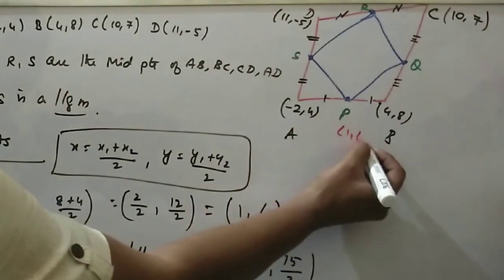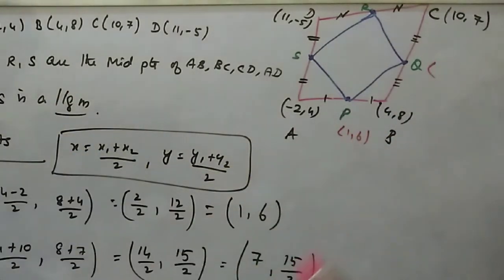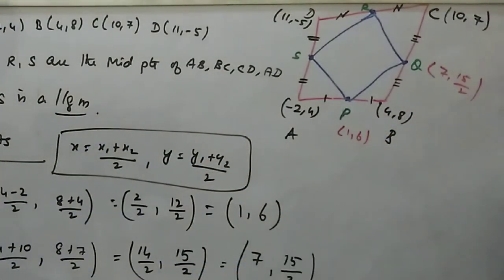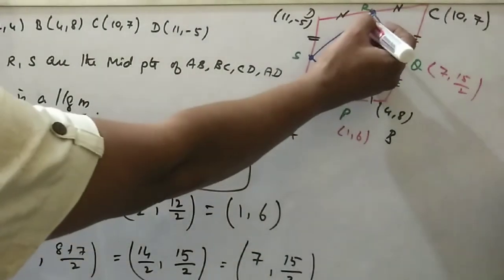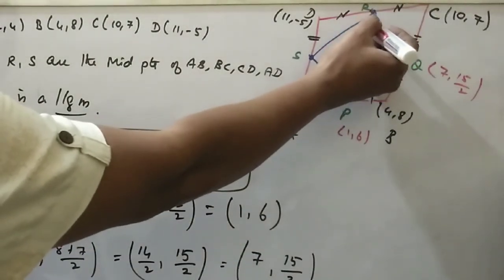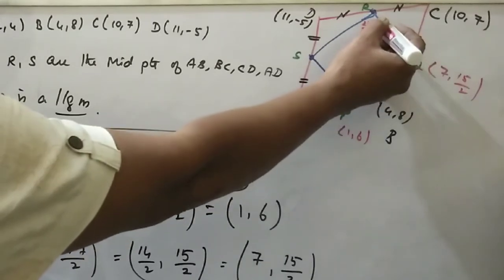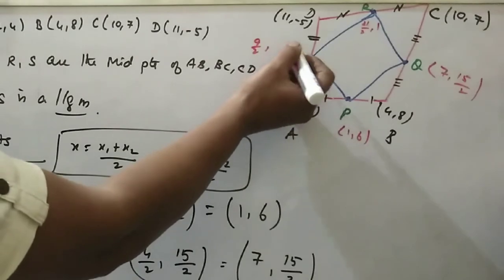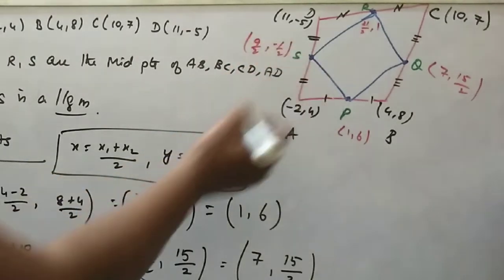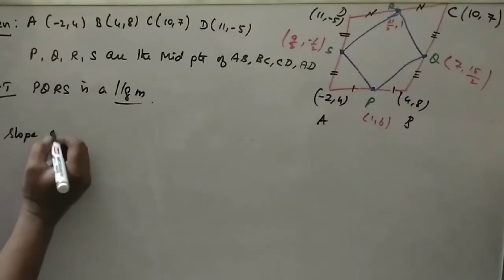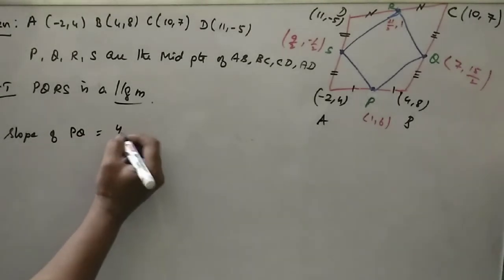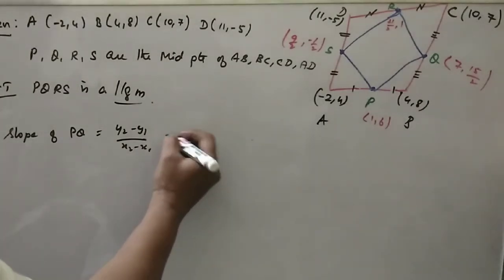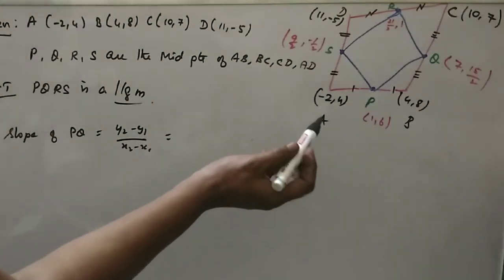P (1, 6), Q (7, 15/2), then R (21/2, 1), and S (9/2, -1/2). Slope of PQ: (y2 - y1)/(x2 - x1). So you will get the PQ slope.